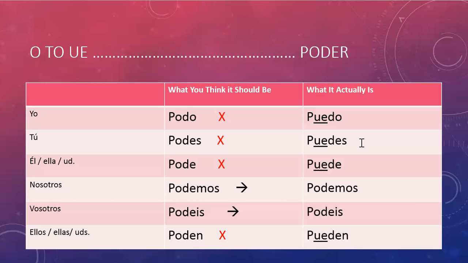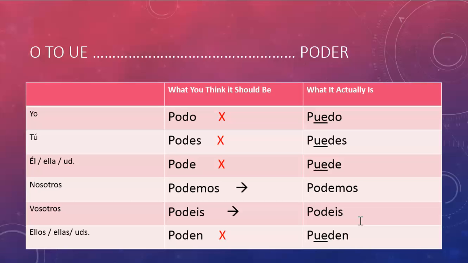And just as I mentioned before, the nosotros and the vosotros do not stem change. So you will not change these from O to UE. You will leave them just O like they always have been. Okay, so if you thought it was podemos, you'd be right. It is in fact podemos. If you thought it was podéis for vosotros, you'd be right. It is in fact podéis.